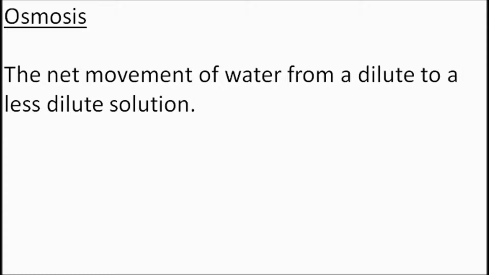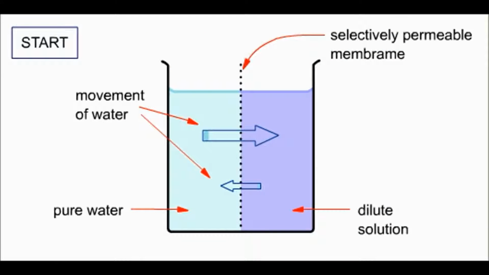Let's finish up by talking about osmosis. Now, osmosis is the net movement of water from a dilute to a less dilute solution. It's kind of like the diffusion of water. So let's have a look. Okay, so here we've got a beaker and we've got a selectively permeable membrane or a semi-permeable membrane. Now, permeable means it'll let things go through it. Semi-permeable or selectively permeable means it'll only let certain things go through it. Big things like starches and proteins won't go through this. Little things like water and maybe glucose will go through it.